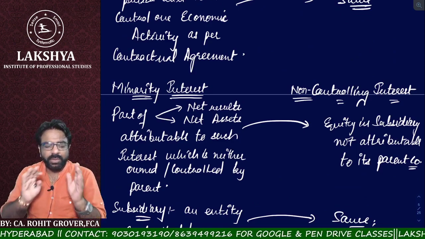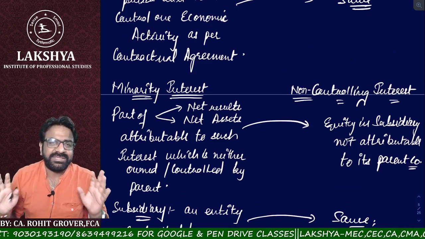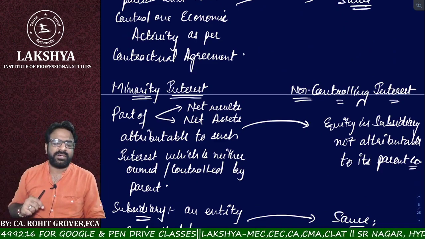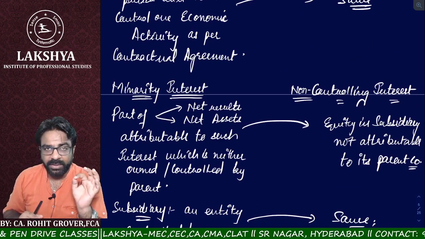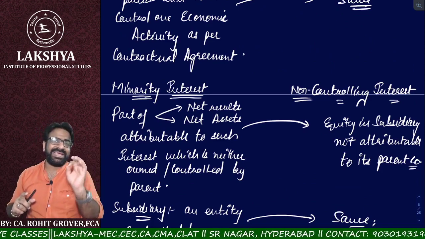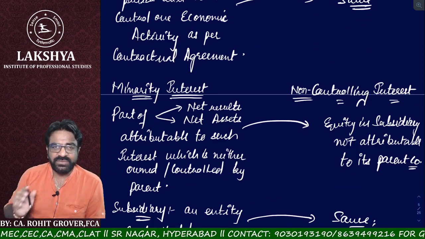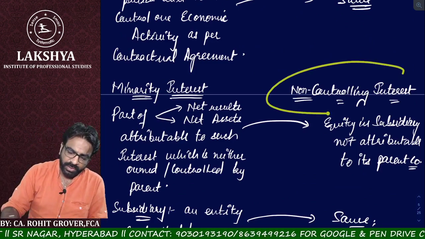The meaning is the same, only the way of saying it or presenting it or writing it is different. Here it is called minority interest and there it is called non-controlling interest. Where is minority interest? In the accounting standard based audit. And in the IND-AS based audit, it is called non-controlling interest. It means the holding company is not having any control over those 30%. That is why it is called non-controlling interest.